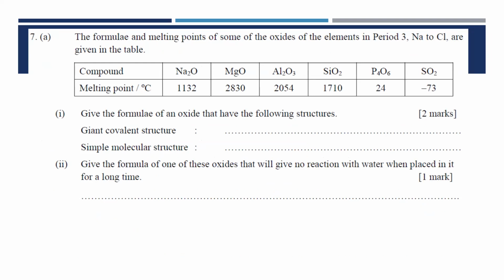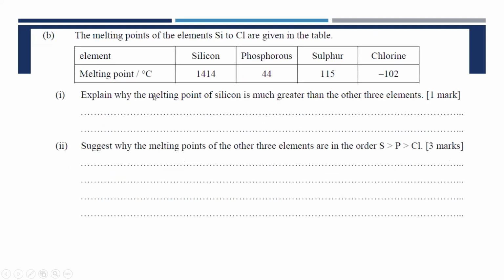Give the formula of an oxide to have the following structure. Number 1, giant covalent and simple molecular structure. So here, giant covalent is definitely SiO2. And for simple molecular structure, it is either P4O6 or SO2, either one. Okay, number 2, give the formula of one of these oxides which gives no reaction with water when placed in it for a long time. So here it is either aluminium oxide or silicon oxide. Since they want the formula, you better write your answer as a formula. Okay, so that is for 7A, 1 and 2.